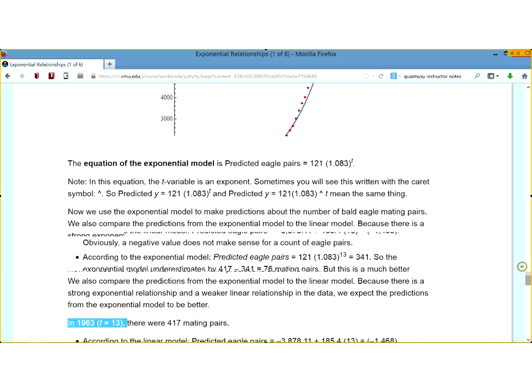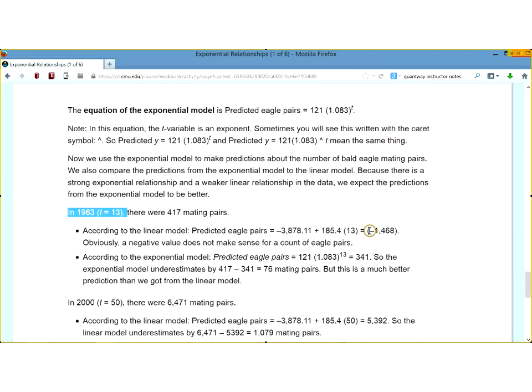And the equation didn't do a very good job. It predicted a negative value there. The linear model, sorry, it predicted a negative value. You can't have negative number of equals. But the exponential model was considerably closer. The exponential model gave us 341. Just as an aside, why don't we real quick look at how you use the calculator to do a calculation like that one.